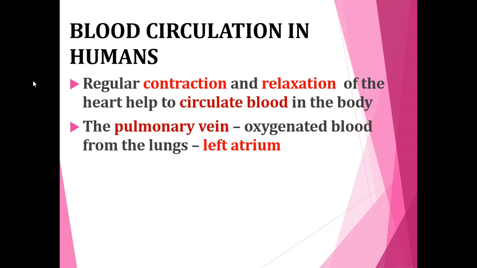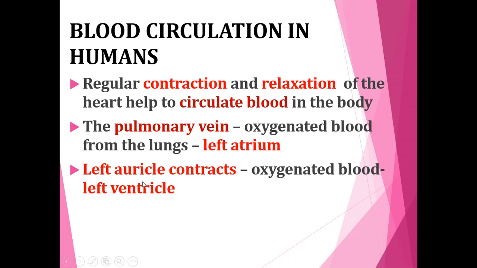The pulmonary vein, which is present in the heart, carries oxygenated blood from the lungs into the left atrium. Then the left auricle contracts so that the oxygenated blood goes into the left ventricle. When the left auricle contracts, the oxygenated blood in the left atrium passes into the left ventricle.